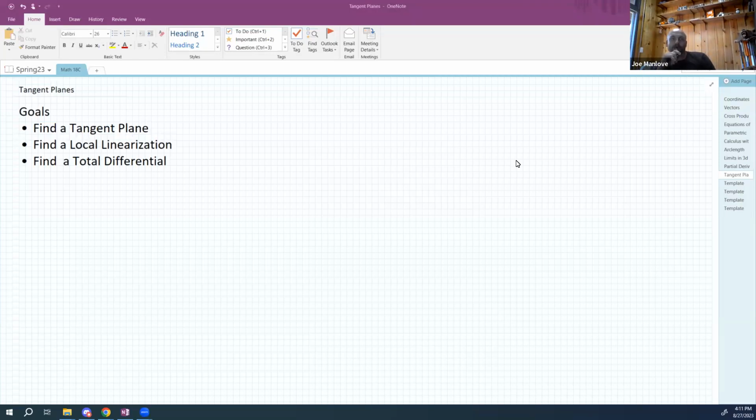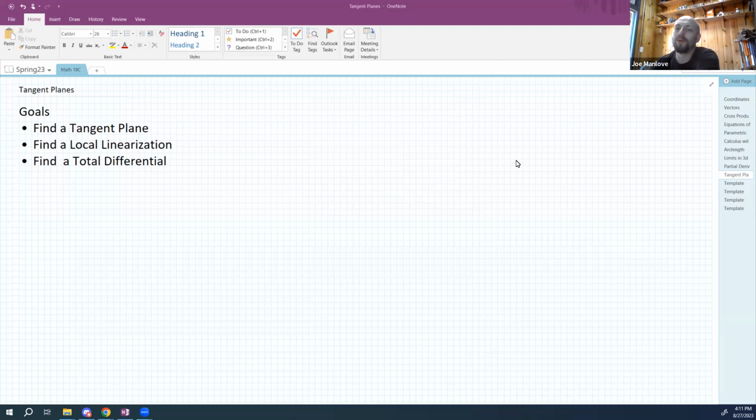Okay, so today our goal is to understand tangent planes. Our goals as written here: finding a tangent plane, finding a local linearization, finding a total differential. These are actually all the same thing. I know they sound scary, but they're very, very slightly different. We're going to start just on the whiteboard here.